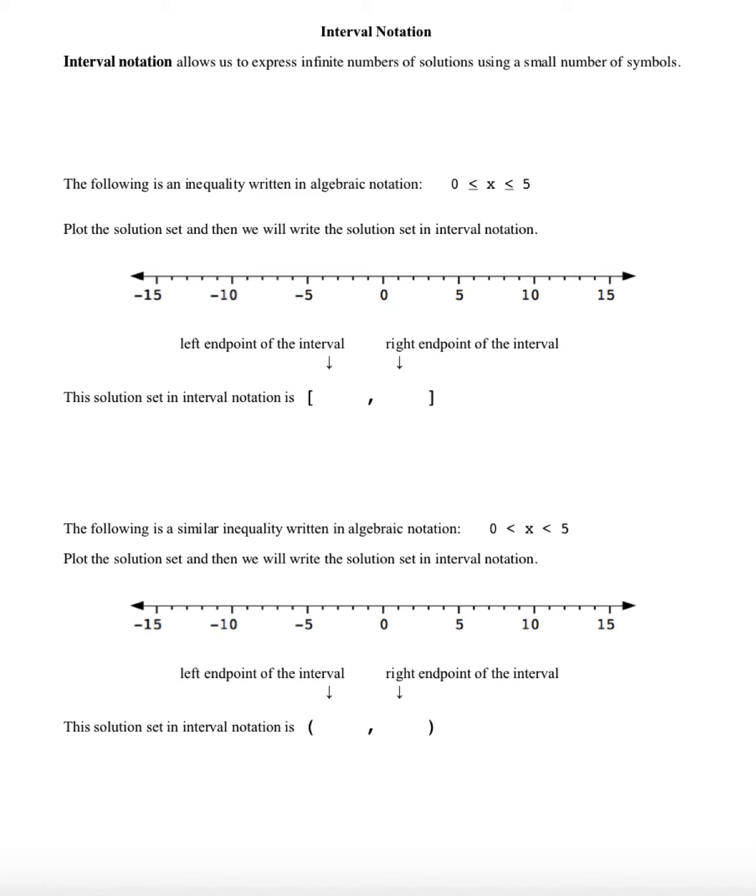With these examples, I'll explain the conventions of interval notation. Interval notation is one way of expressing infinite numbers of solutions using a small number of symbols. For example, if we want to show every number between 0 and 5, all we have to do is shade those regions in on the number line.